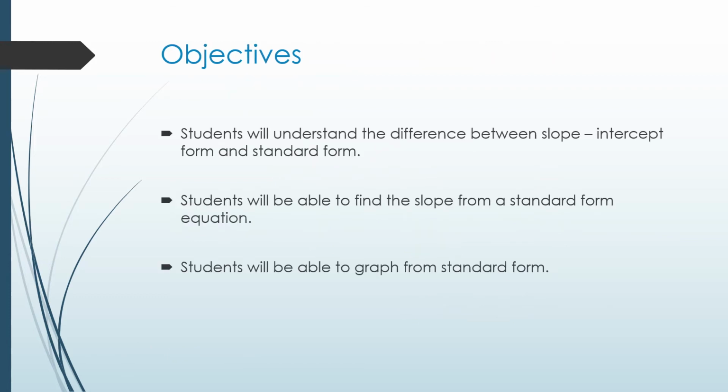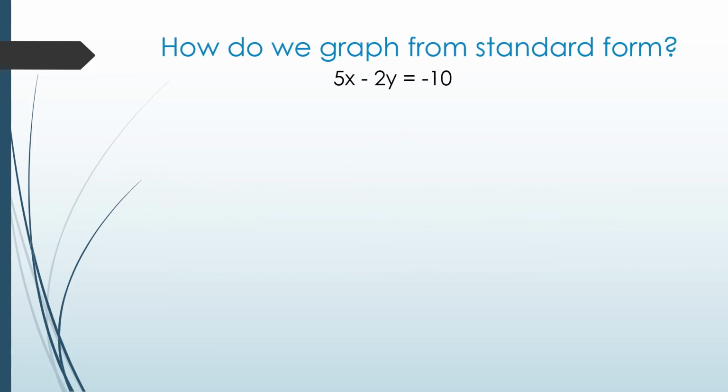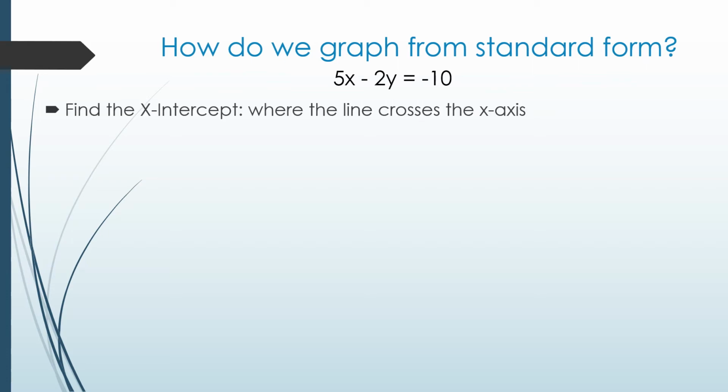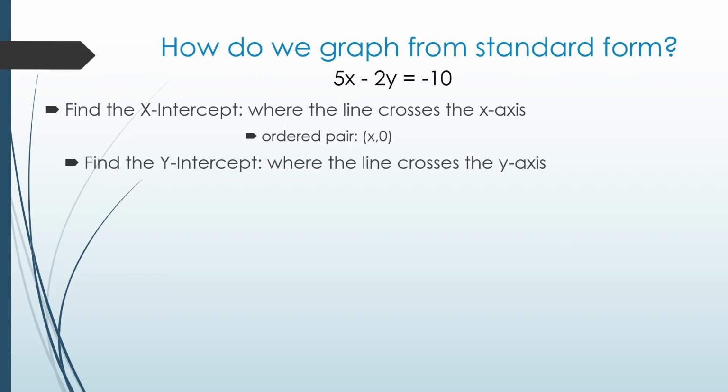Okay, so now that we have talked about how to find the slope, I'm going to go into how we graph from standard form. If I'm given 5x minus 2y equals negative 10, I know I can find the slope now. The question is, how in the world do I know where to start on my graph? What we're going to want to do is find the x-intercept, which is where the line crosses the x-axis. For that, the y value is always 0. So the ordered pair will be a number for x and then 0 for y. So you can say here y equals 0.